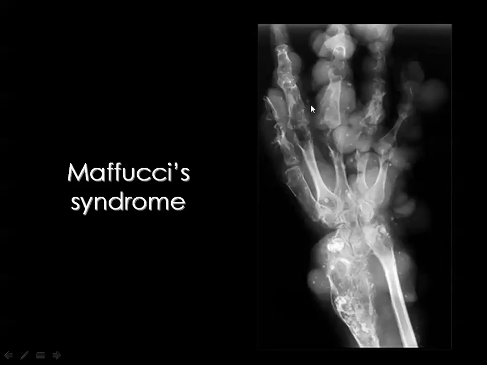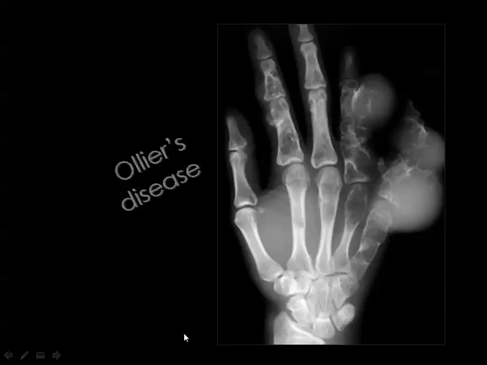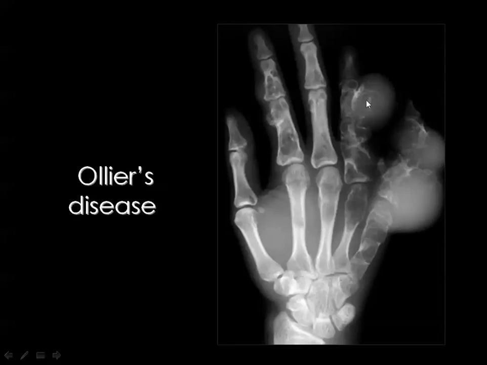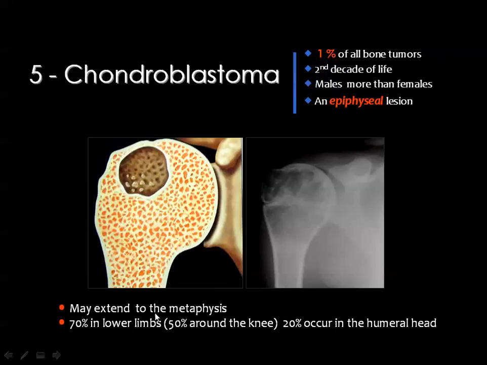These calcific foci represent phleboliths, and the detection of phleboliths within the soft tissues is diagnostic in many cases of soft tissue hemangiomas. The association of hemangiomas and enchondromas in the bones of the hand represents the diagnosis of Maffucci syndrome. Then multiple enchondromas is diagnostic of Ollier disease, and whenever you see phleboliths, you consider Maffucci syndrome.